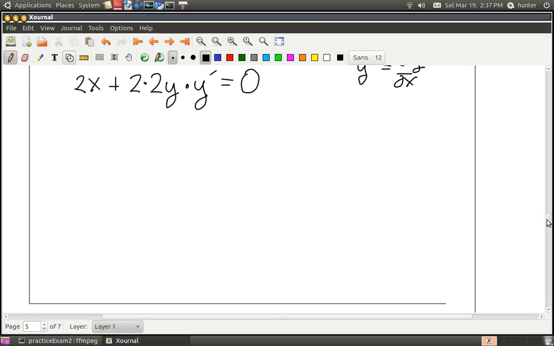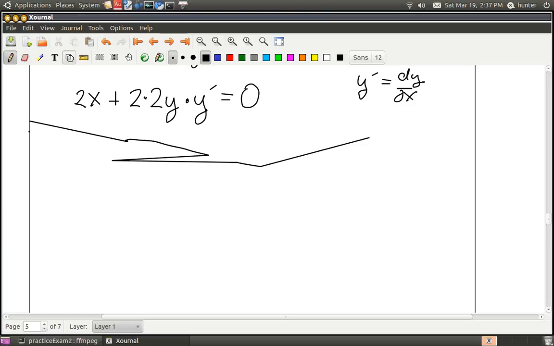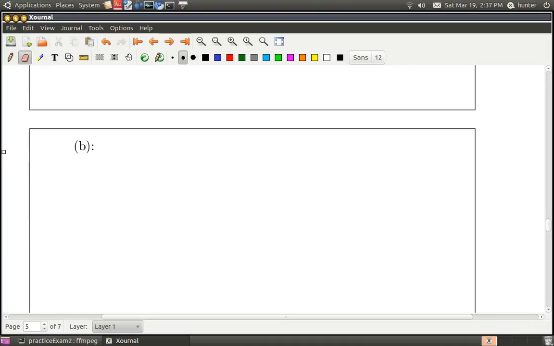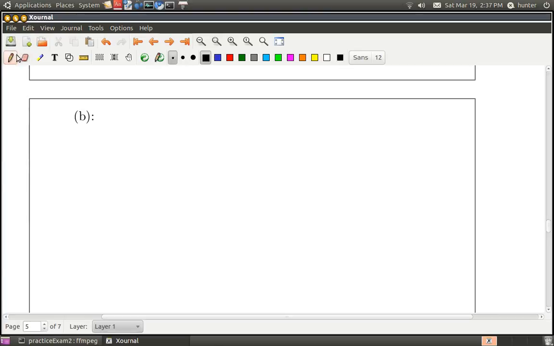Alright. So now just solve for y prime. I'm sorry. Even though it should not be doing that, I should be more adept at not letting it trick me.